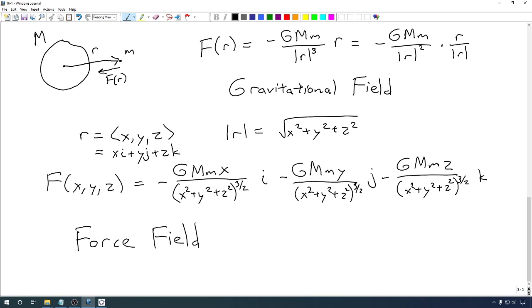Other examples of force fields would be the electric field generated by an electrically charged object. An electrically charged object will exert forces on other electrically charged objects around it. Or we could talk about magnetic fields. That would be a force generated by a magnet or a moving charged object on other objects that would be affected by it, and stuff like that. I'm not going to get more into that. If you want to learn more about that kind of stuff, take a course in physics.